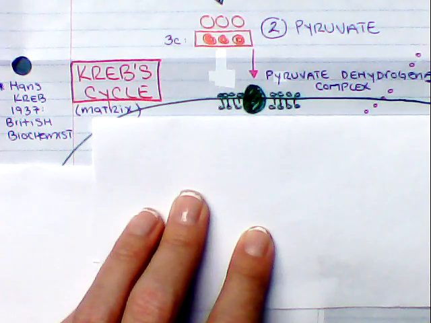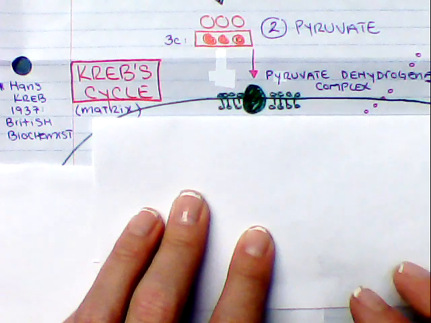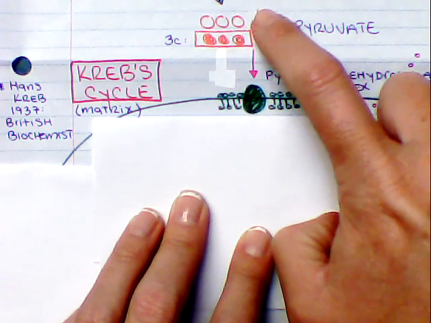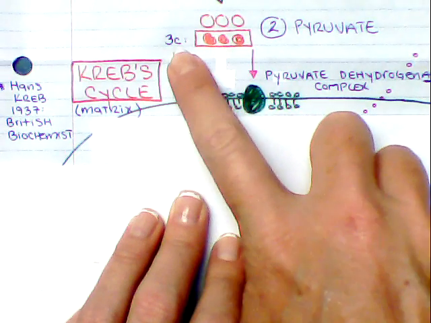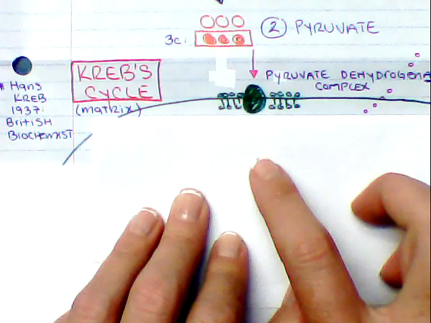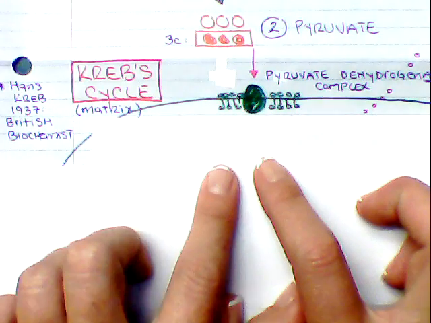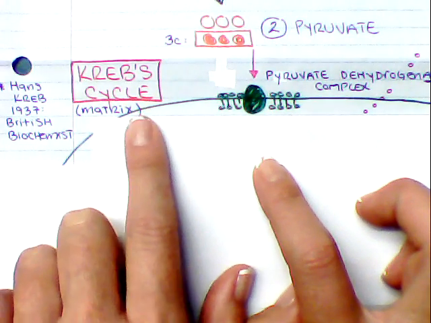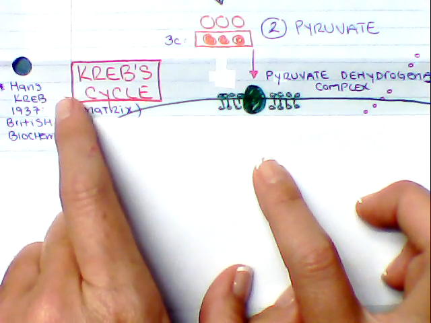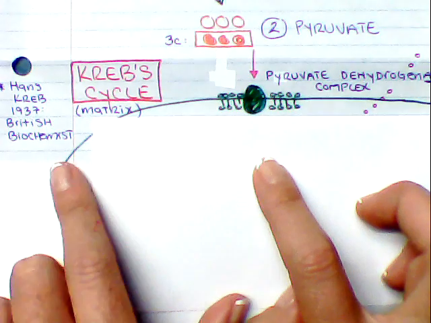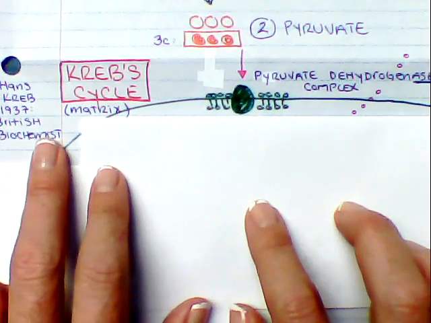Alright guys and girls, here comes the fun. We just took a 6-carbon molecule of glucose and ripped it in half. So now it has a 3-carbon molecule, known as pyruvate. Now this entire process that we're going to go through is known as the Krebs cycle, and this happens within the matrix. It was named after Hans Krebs, a British chemist who discovered this cycle in 1937.